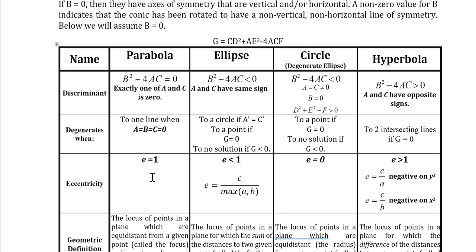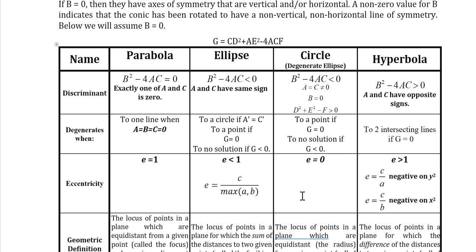There's something called the eccentricity, and it's always 1 for a parabola. It's less than 1 for an ellipse. It's 0 for a circle, and it's greater than 1 for a hyperbola. You can think of it as something to do with the curvature of the curve at a particular point, at the vertex, for example. A circle is your base model with 0 eccentricity.